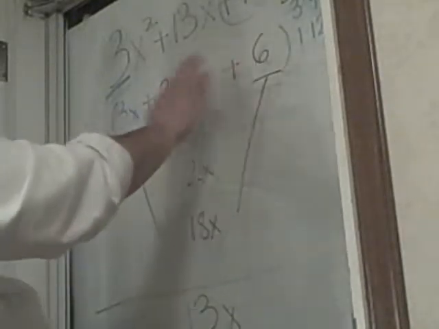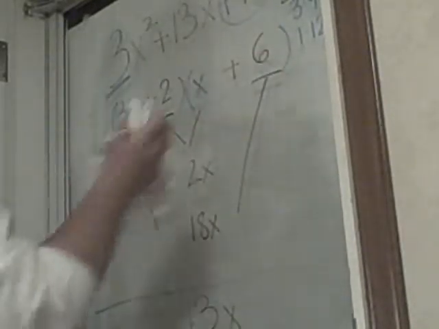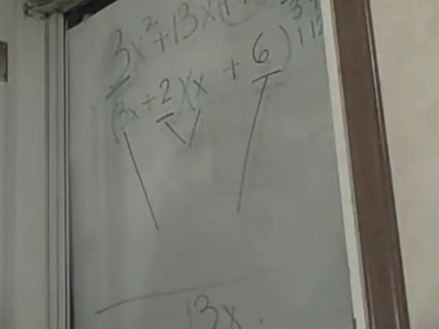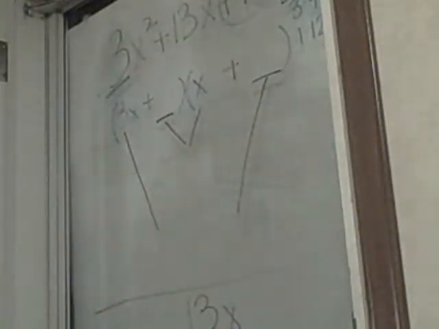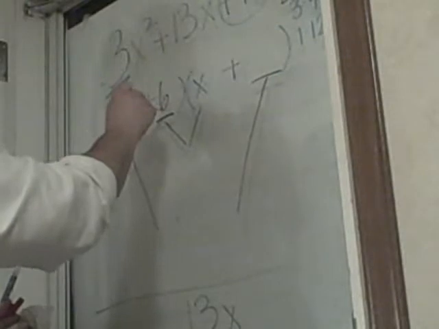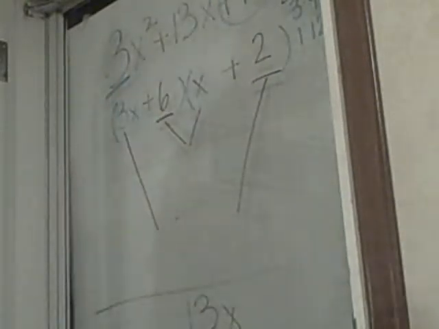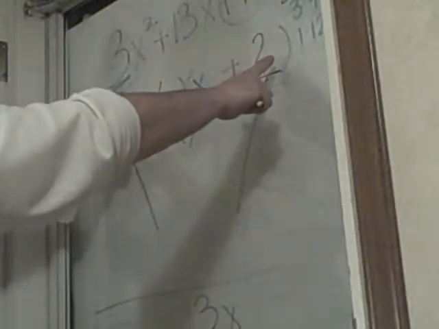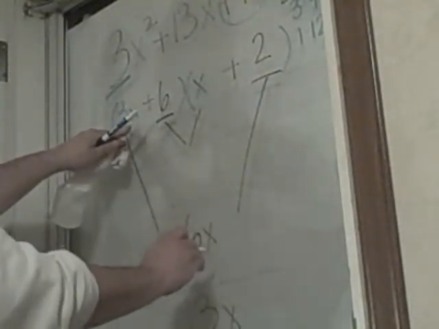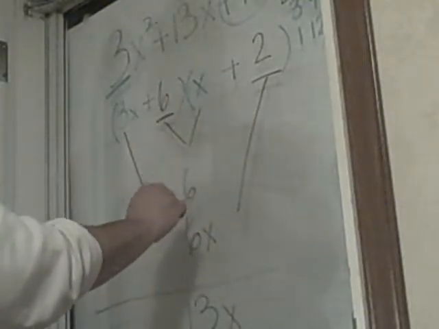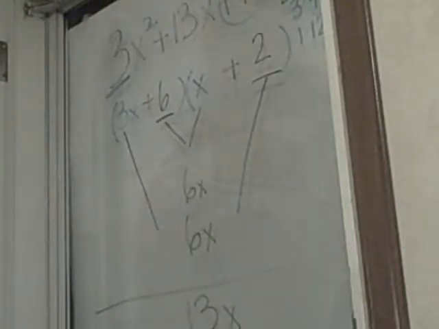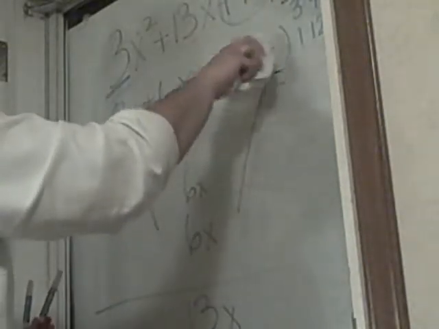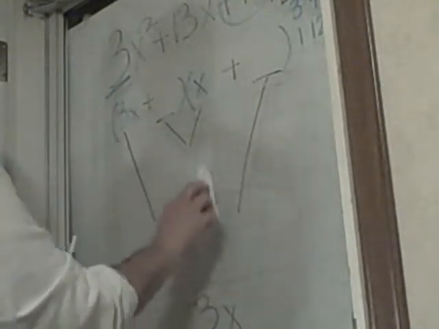So now let's try flipping around the 6 and the 2. This is called trial and error for a reason. You try it, and if it doesn't work, you try something else. So now I'm going to put the 6 in the front and the 2 in the back and see what I get. Multiplying the 3x times the 2, I get 6x. Multiplying the 6 times the x, I get 6x. And when I combine those two, I still don't get 13x. That tells me that this is not the answer.